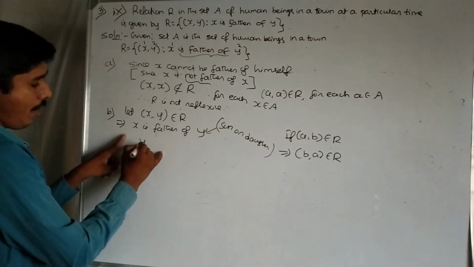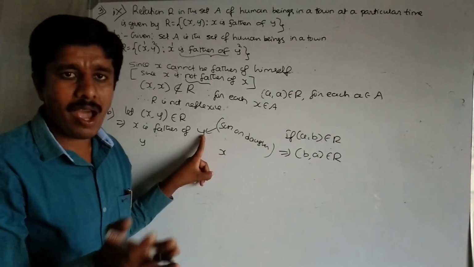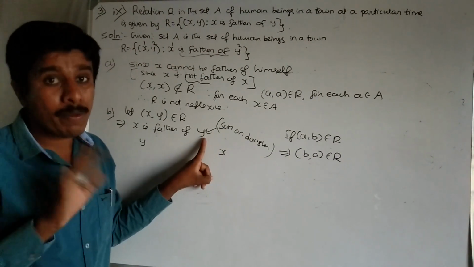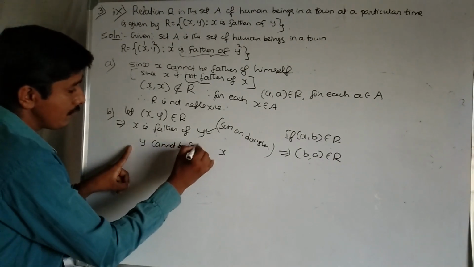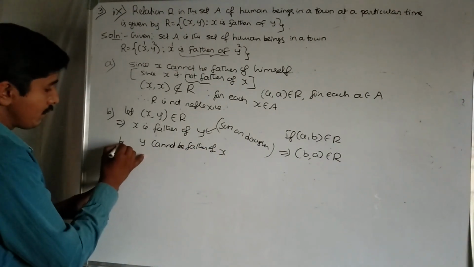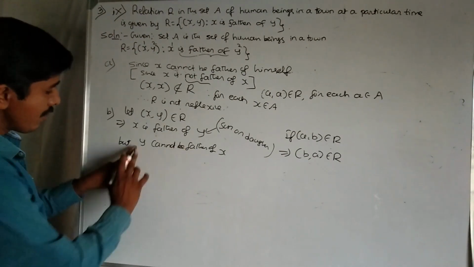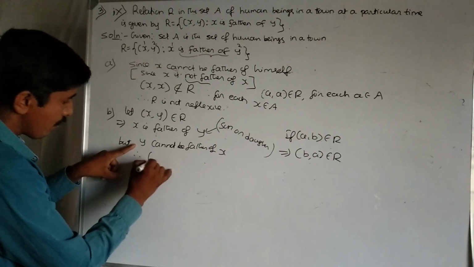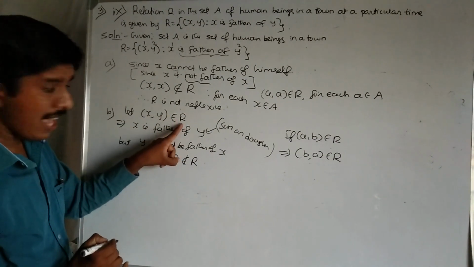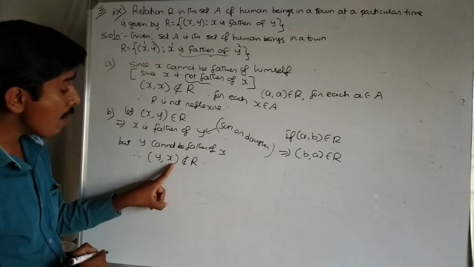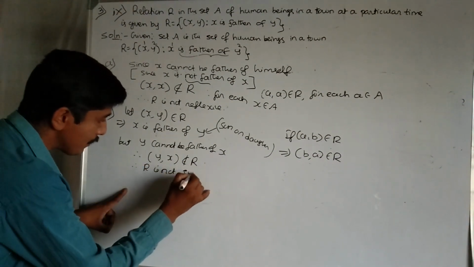Then what is the relation between y and x? Is it possible that y is father of x? Y is son or daughter of x, possible. Y cannot be father here. So y cannot be father of x. But the relation is father, so (y, x) doesn't belong to the relation. (x, y) belongs to the relation, but (y, x) doesn't belong to the relation, which means the relation R is not symmetric.